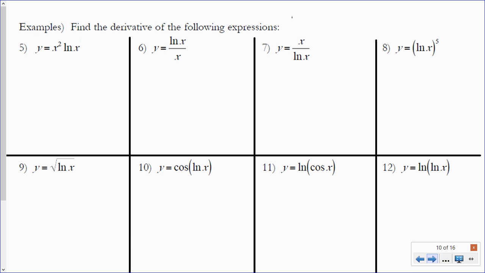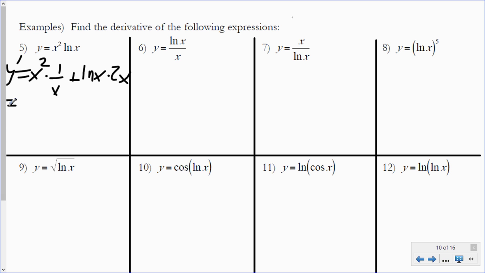All right, just a few more examples to show you how, again, we can bring in some of our other rules. Number 5 is an example of product rule. So to find the derivative of x squared times natural log of x, we would use product rule. So it would be first times derivative of the second. Remember, derivative of natural log of x is 1 over x, plus second times derivative of the first. Derivative of x squared is 2x.